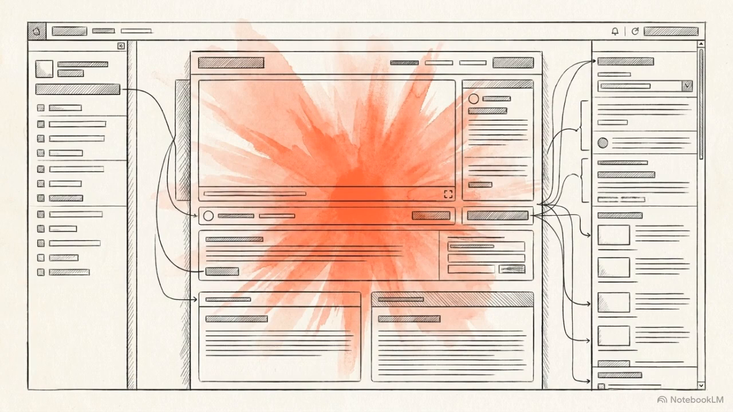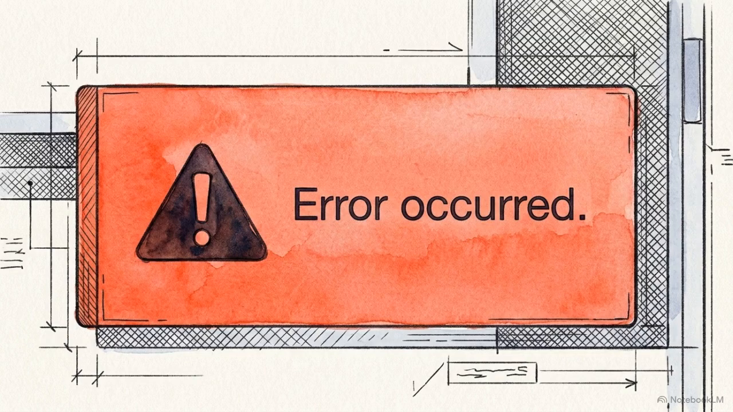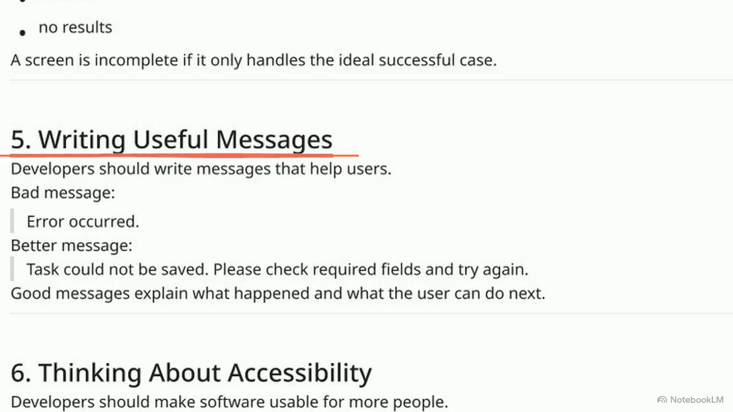Returning to our broken task manager, let's analyze the only feedback the system provided: a tiny red box that simply said error occurred. It offers zero context and zero instruction. This section of the manual shows the standard for useful messaging. Notice the contrast. A correct error message plainly explains what went wrong, like missing required fields, and tells the user precisely what actions they need to take next to fix it. But the text was only half the problem.